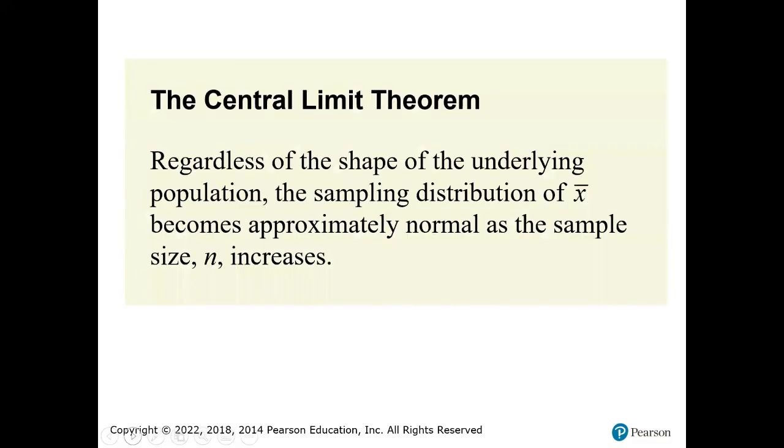Well, we're going back to the central limit theorem. Regardless of the shape of the underlying population, the sampling distribution of the mean becomes approximately normal as the sample size increases. According to our textbook here, if your graph is not normal, we need to take a sample size of 30 or more.